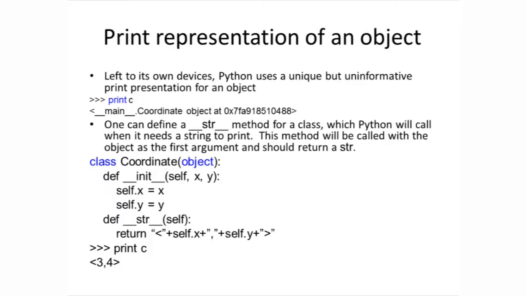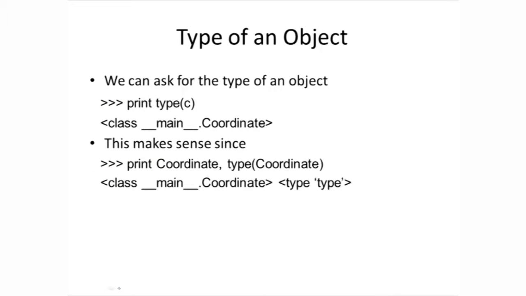What else could I do with objects? Well, remember, we said every object has a type. So I can ask for the type of C. And it gives me back a kind of interesting looking thing. Some valuable information. It first of all says it's an instance of a class. Great. It's important to know.